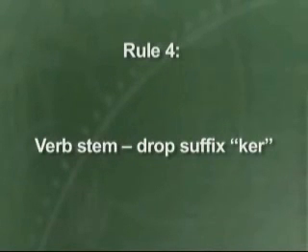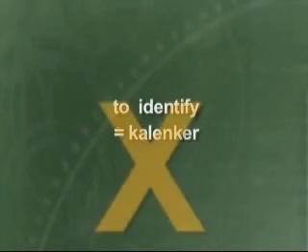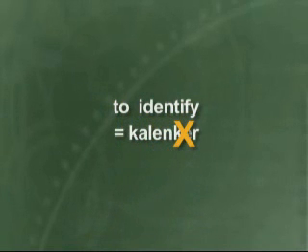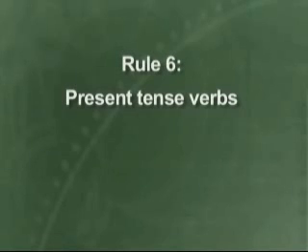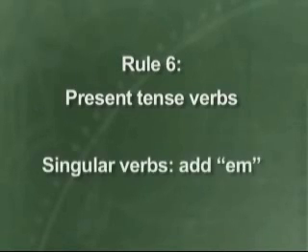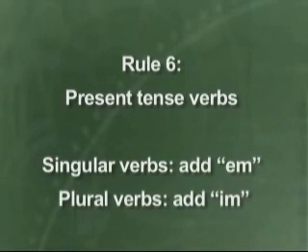Rule 4 says to find the stem of a verb, drop the suffix cur. In English, the verb is to identify. We drop to get the stem identify. In the ALT, the verb is concur. We drop cur to get the stem Colin. Now, look at Rule 6. For present tense verbs, add em for singular and im for plural.